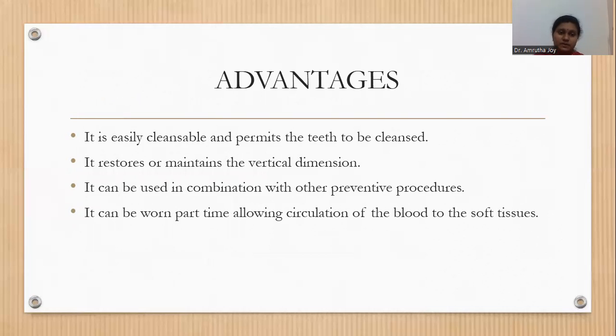Advantages of a removable space maintainer, that is, it is easily cleanable and permits teeth to be cleansed, and it restores and maintains the vertical dimension. It can be used in combination with other preventive procedures such as habit breaking appliances, and it can be worn part-time, allowing the circulation of blood to the soft tissue.